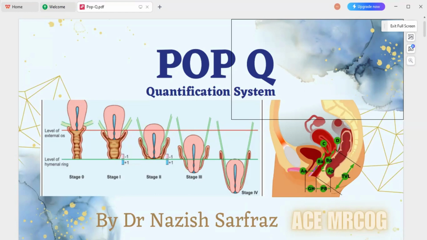In MRCOG 3, you don't need to know a lot about POP-Q, you just need to know about the grid. Because in a few past exams, like in the previous attempt, my attempt as well, in the previous November attempt as well, the POP-Q came as a teaching station. So it is an important station for MRCOG students to learn, and it is also important for FCPS students as well.